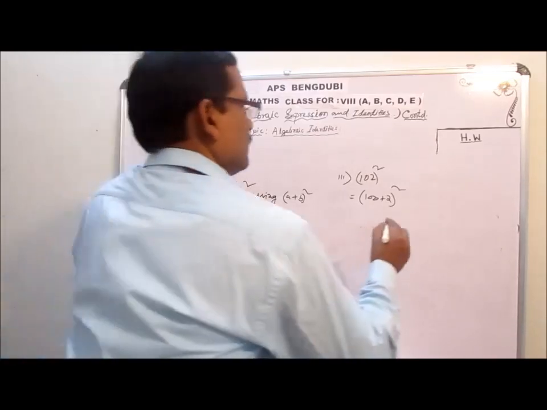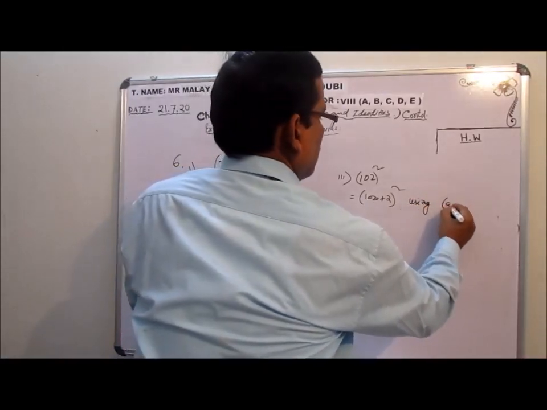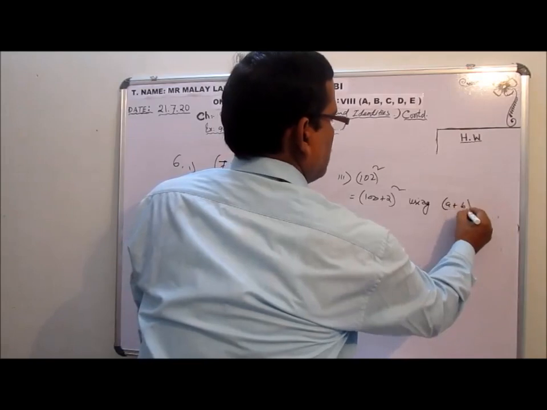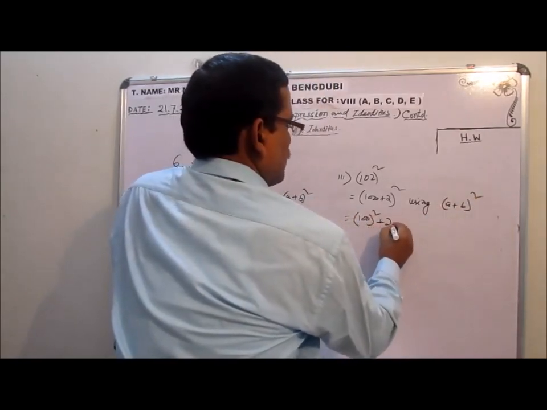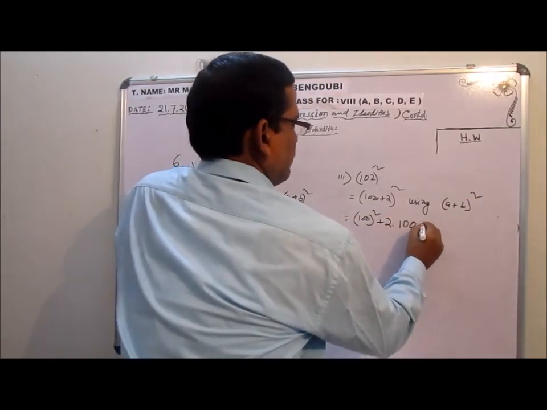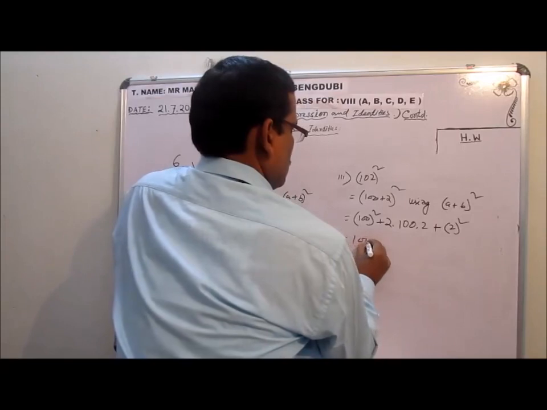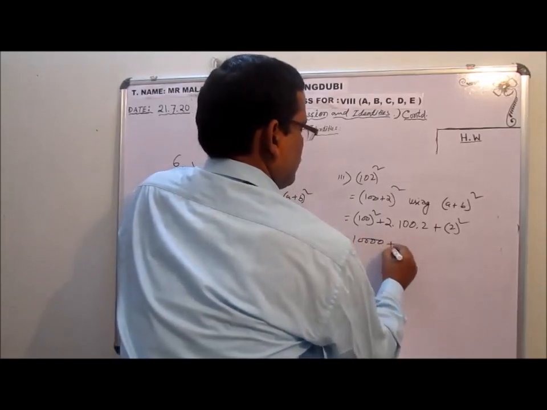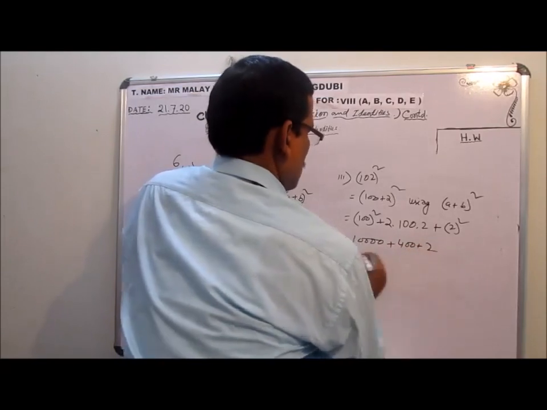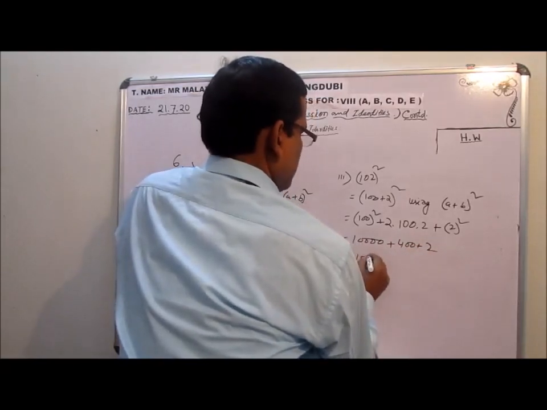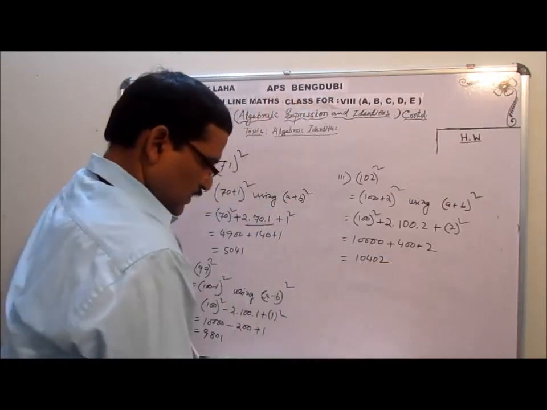Okay? So using (a plus b) whole square, a square means 100 square, plus twice a, 100, b means 2, plus b square, 2 square. So 10,000 plus 400 plus 4, that means 10,404 is the answer.